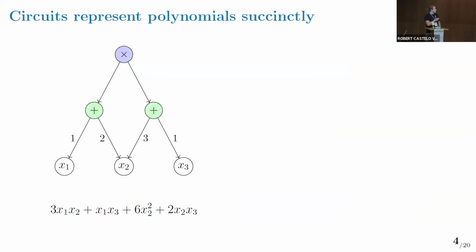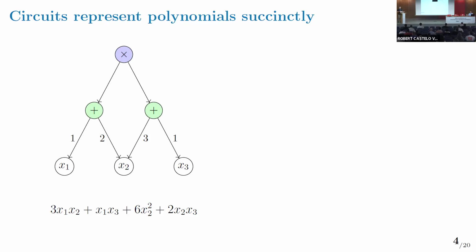All right. So I said succinct representations of polynomials. Each one of these would have exponential size in general. But as a general representation language for representing them succinctly, we're going to use arithmetic circuits. So these are just computation graphs with sums and products, where the leaves are the indeterminates of the polynomial. Sums are labeled by edge weights, so they compute weighted sums of their children, and products compute products of their children. And so this circuit represents that polynomial there.